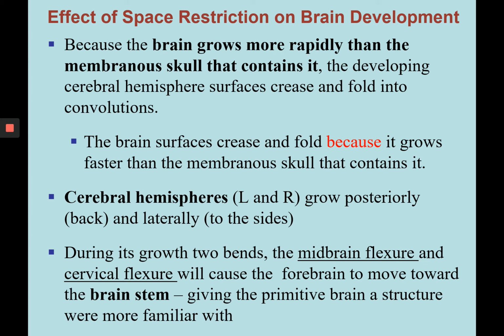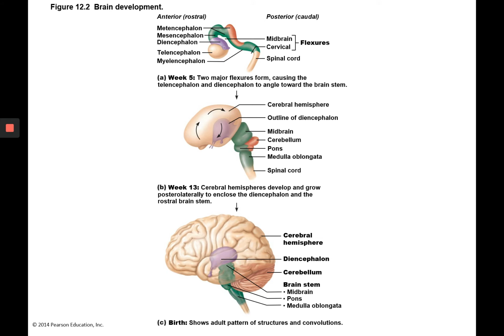During the growth of the brain, during the development of the primary and secondary brain vesicles on the way to the four adult brain structures, two bends occur, a midbrain flexure and a cervical flexure. This gives the brain a more familiar appearance, where we're used to the cerebrum being more superior than the brainstem and the spinal cord. What we can see here are the midbrain and cervical flexures, which will eventually give the brain the appearance we're used to.